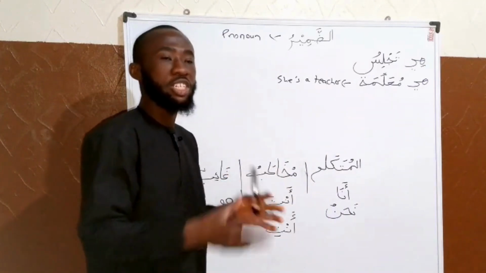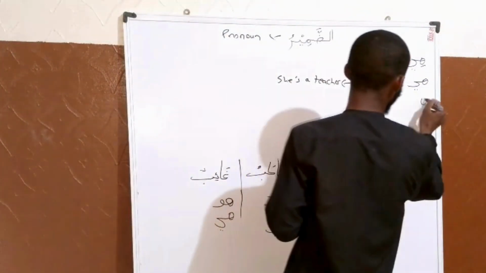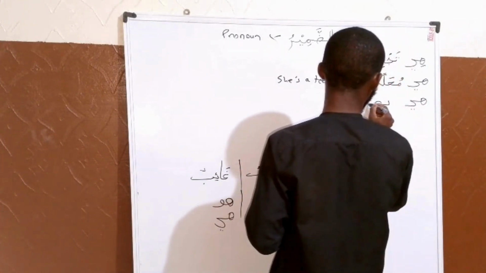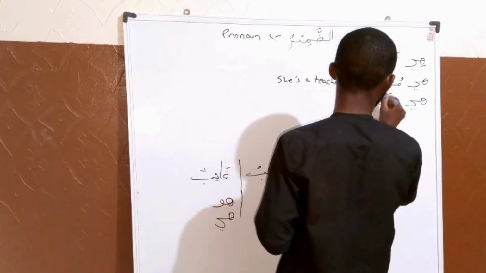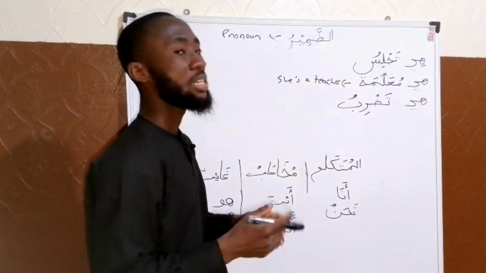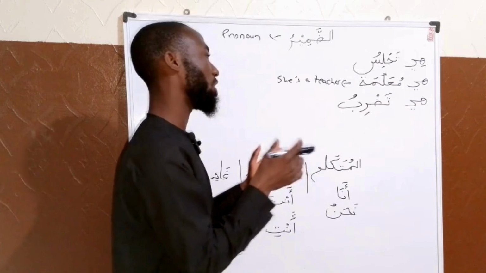Now, how do you say she is beating in Arabic? You say hiya tadrib. That's how to say she is beating in Arabic.